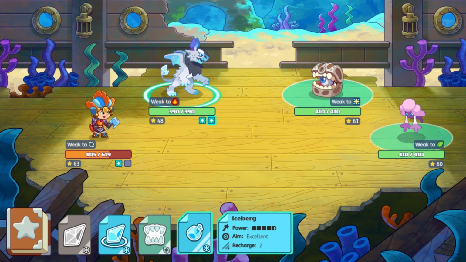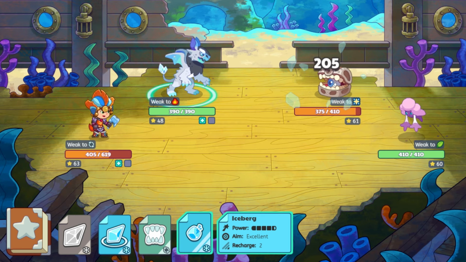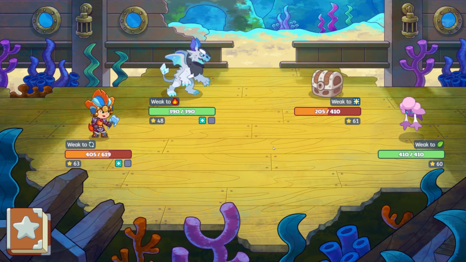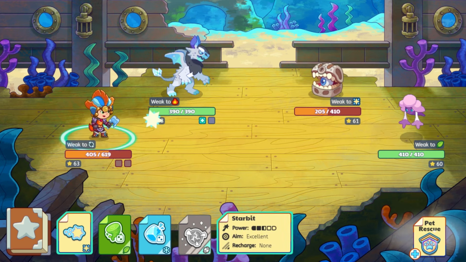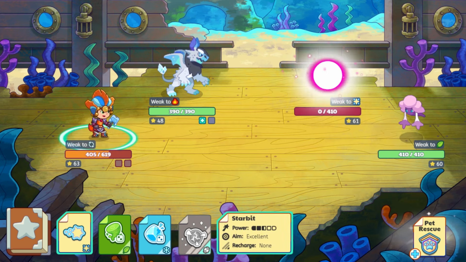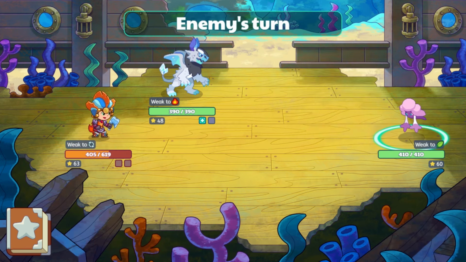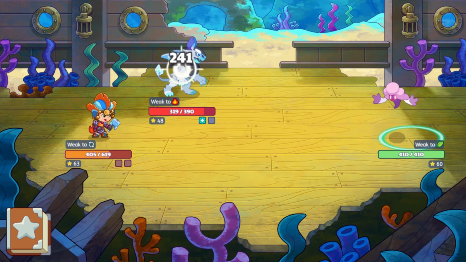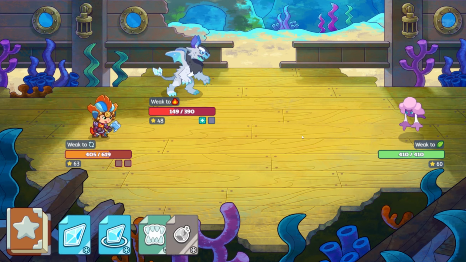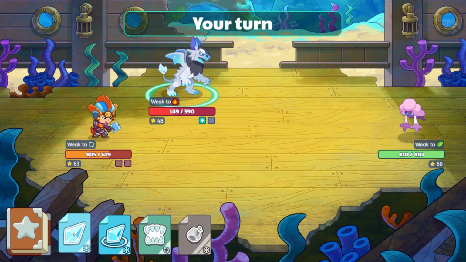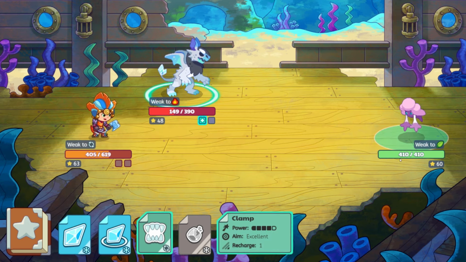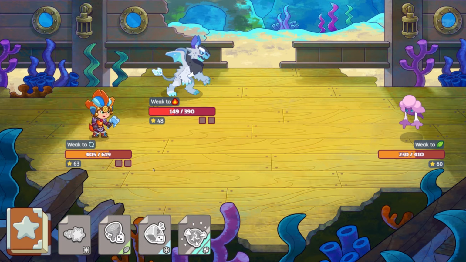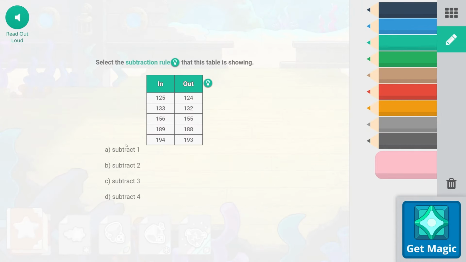And iceberg. Boom. All right, now this starbit is definitely going to finish this off for us, which is awesome. There we go. All right. I think I should clamp on you. I think I should bite you. Alright, and then Green Gust will finish this off for us.